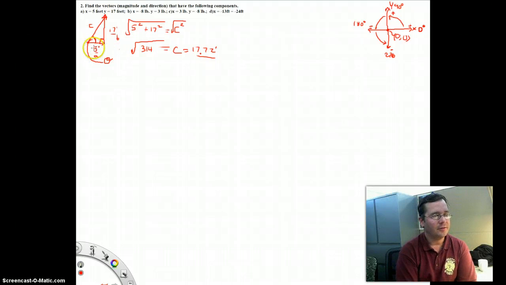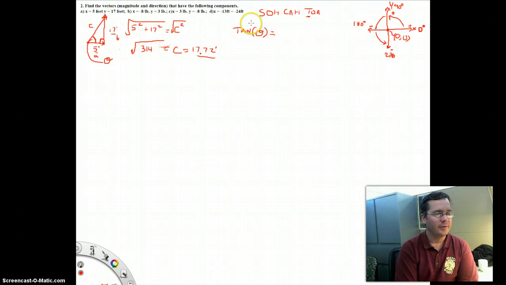So we want to relate this 5-foot side with this 17-foot side. We think about, here's the angle, we have an adjacent side and an opposite side that we want to relate. And the question is, how do those relate? Well, think back to just basic trigonometry. SOH CAH TOA. The only one of these functions that relates opposite and adjacent is the tangent function. So what we know is the tangent of angle theta equals opposite over adjacent, 17 over 5.